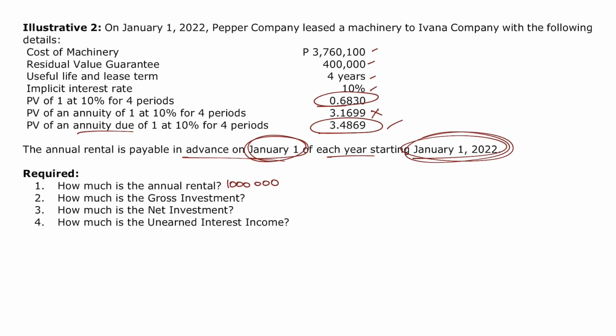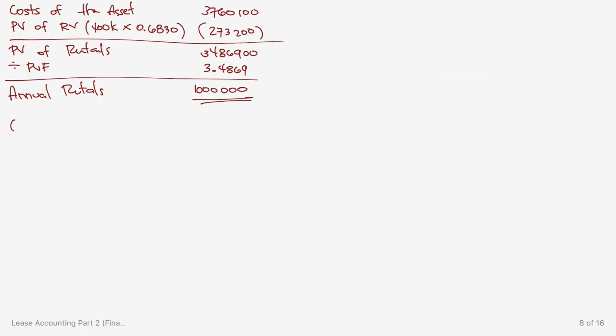Now, punta tayo dito sa number 2. Number 2, how much is the gross investment? Paano nga ulit yan? Well, gross investment will just be equal, no, to the gross rentals plus the residual value. Okay? So, ito na yung tinatawag natin na gross investment.